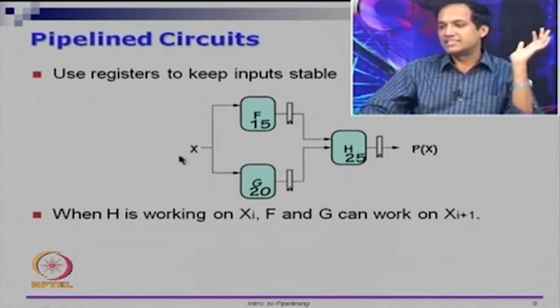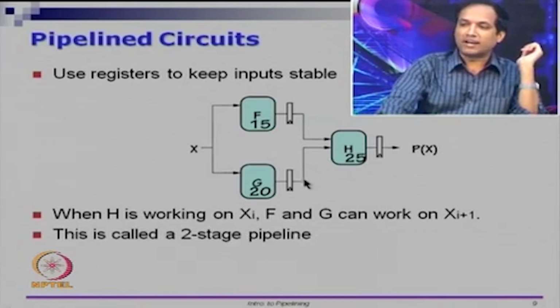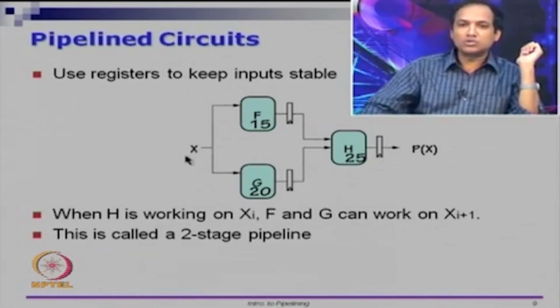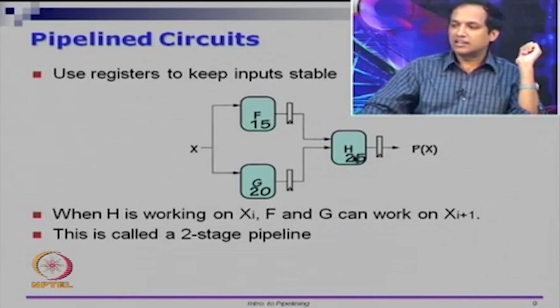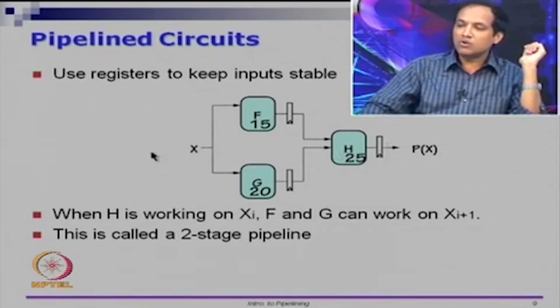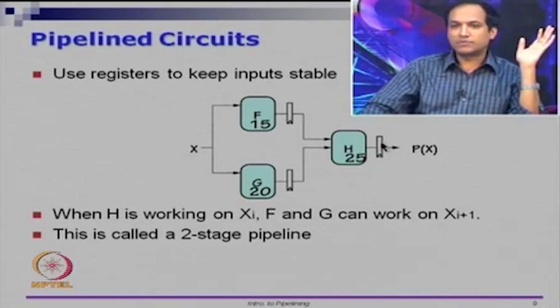So this setup is called a two-stage pipeline. It is called a two-stage pipeline because the moment I place the input, it goes through 2 stages, one stage which is here and another stage which is here. If I look at the number of flip-flops that X has to encounter going from X to P of X, through this path it requires one flip-flop stage and another flip-flop stage here.